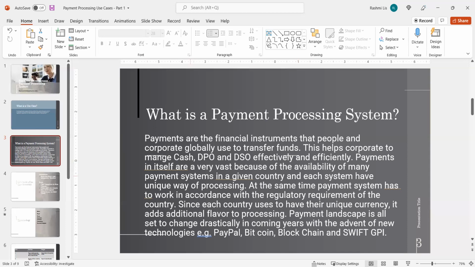Payments in itself are very vast because of the availability of many payment systems in a given country, and each system has unique ways of processing. At the same time, a payment system has to work in accordance with the regulatory requirements of the country. Since each country has its own unique currency, it adds additional flavor to processing.